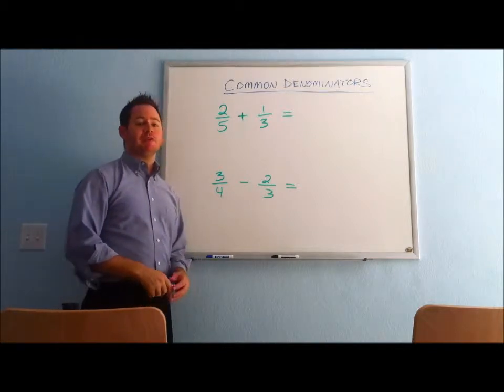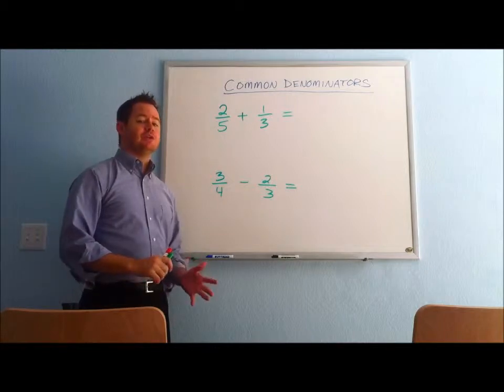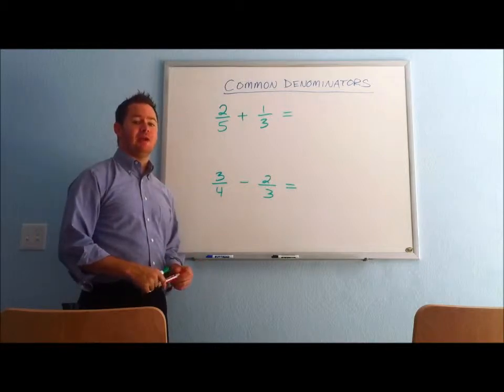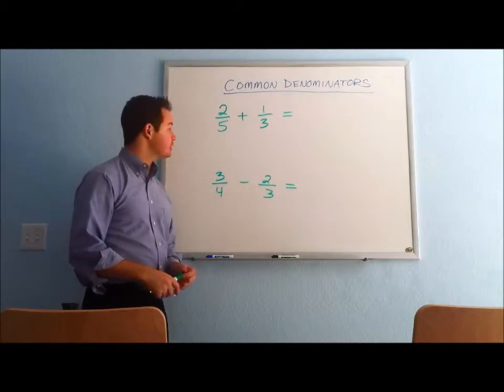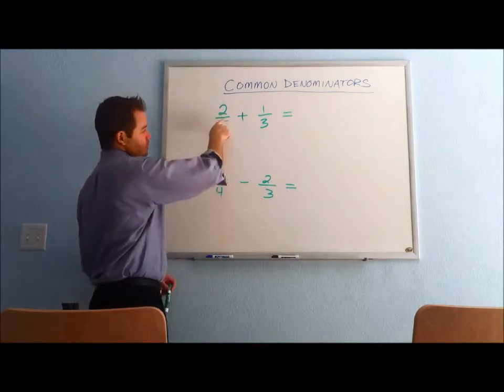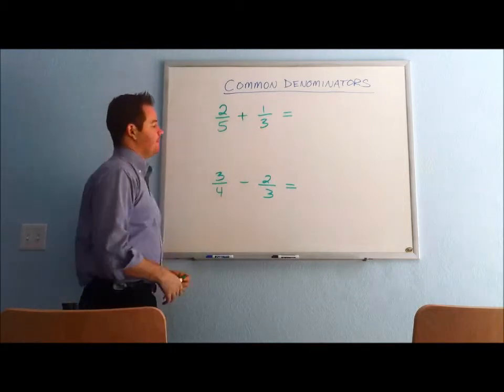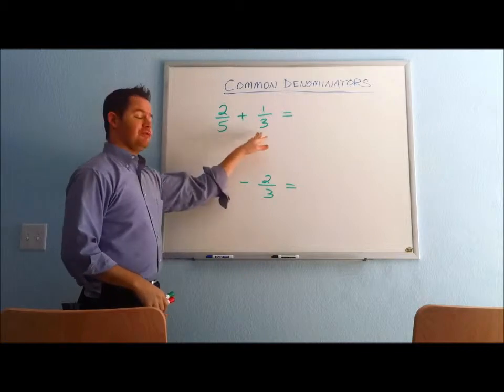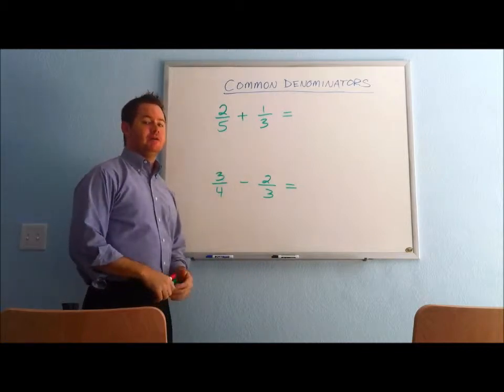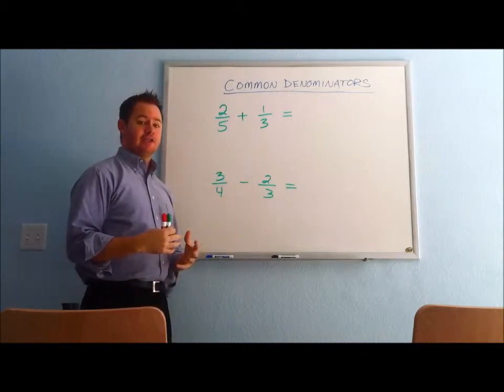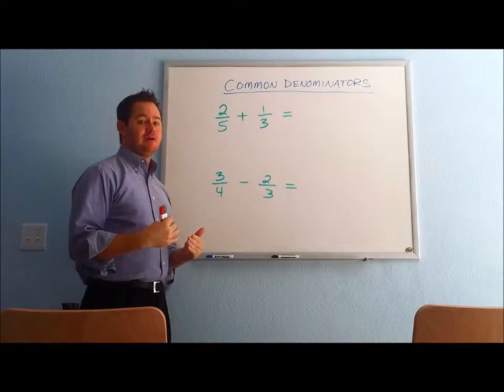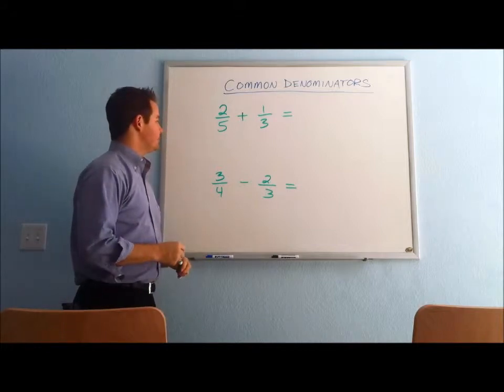Let's take a look at a couple examples of basic questions on how to find a common denominator when adding or subtracting fractions. So this first example, 2/5 plus 1/3. We notice that we have two different denominators, but in order to add or subtract fractions, we need to have a common denominator so that we can combine these terms.